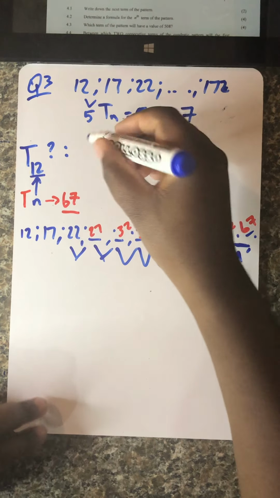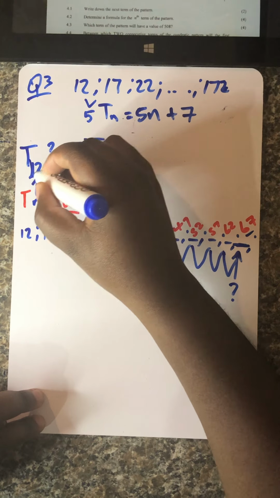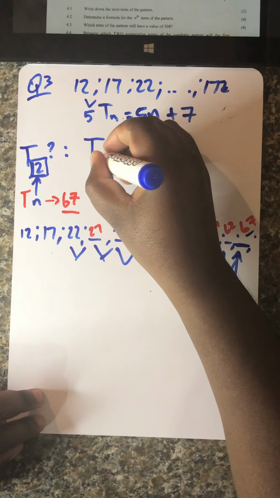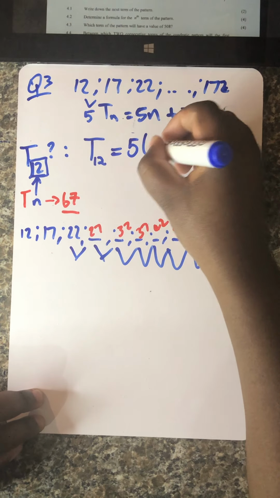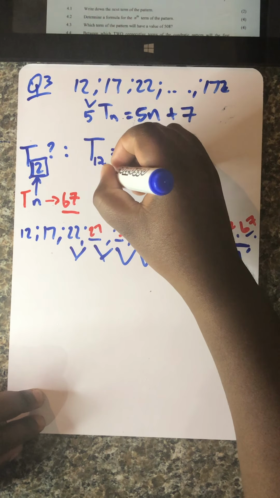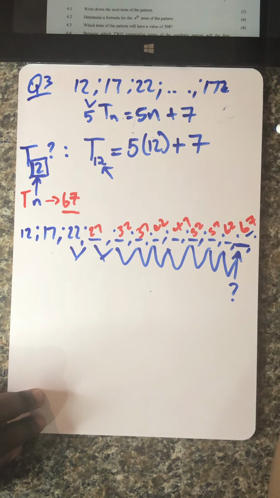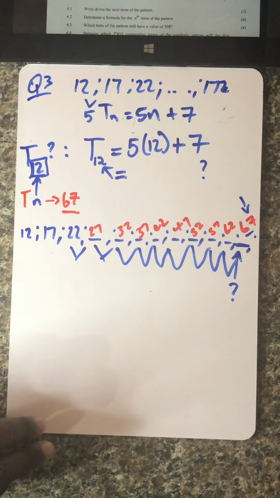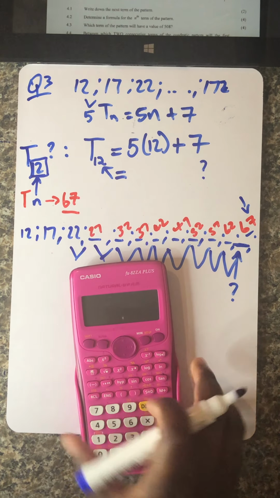So let's see, how do we do it? The question wants us to calculate T12, and you know this is the position for n. So that means in place of n we substitute 12. So this is equal to 5 into, remember, in place of n we substitute 12, plus 7. Ladies and gentlemen, let's now punch all of this on a calculator and see if we get 67. If we don't get 67, guys, I'm just ending this lesson now.